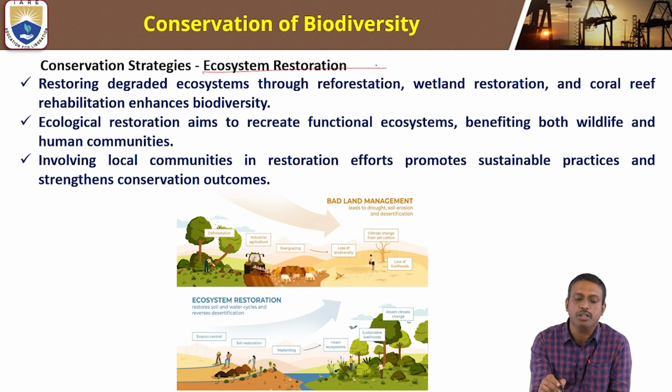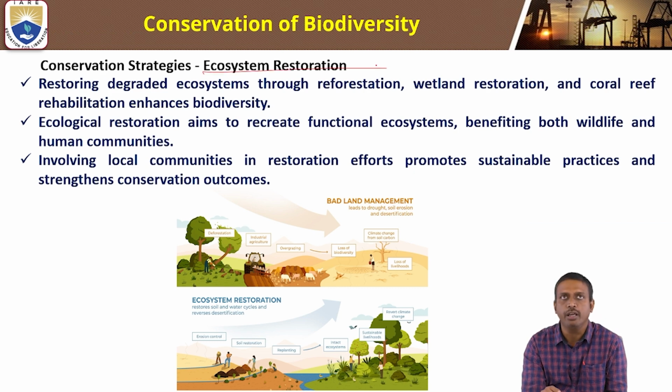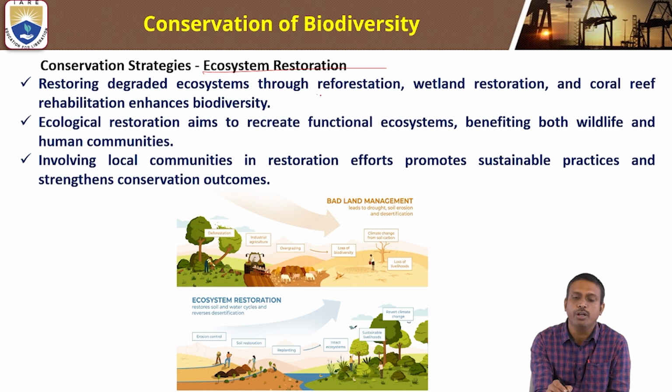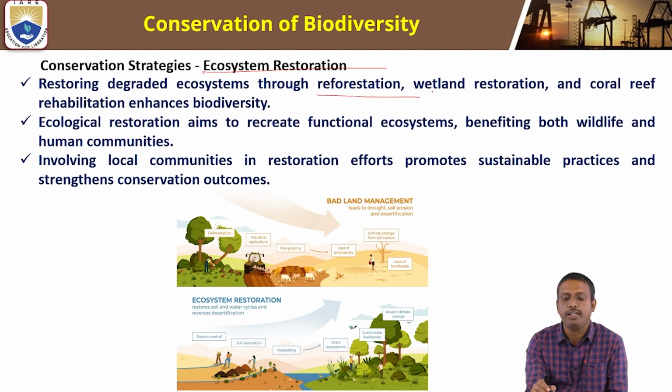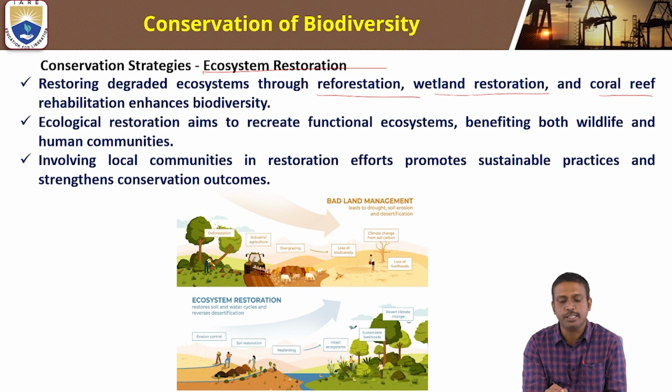Ecosystem restoration. How is ecosystem restoration achieved by conservation strategies? Restoring degraded ecosystems through reforestation, wetland restoration, and coral reef rehabilitation enhances biodiversity.